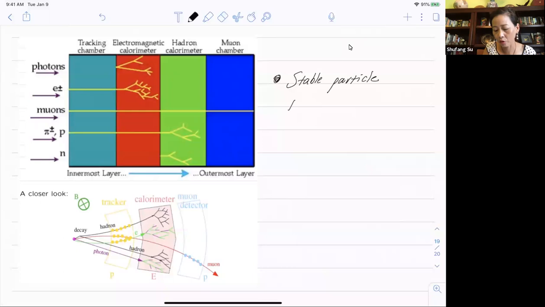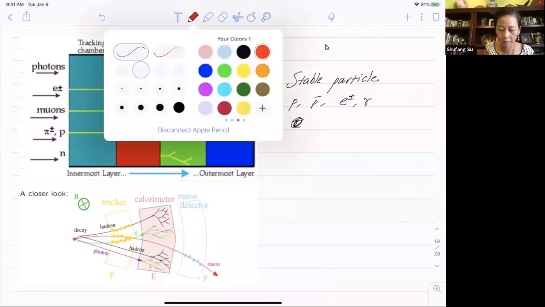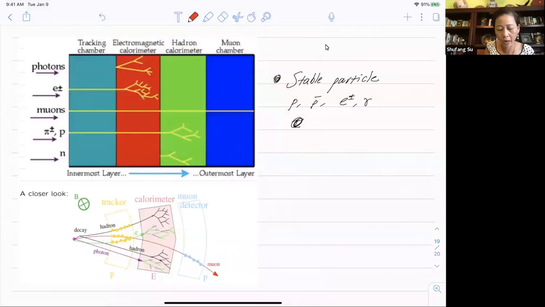Okay, we're talking about proton, antiproton, electron, positron, and gamma. Those are really stable particles, so their lifetime is much, much longer. It's infinite. For example, an electron will leave a track in the tracking chamber because it's charged, and then it will deposit all its energy in the eCal. So that's how an electron would look like at the colliders.